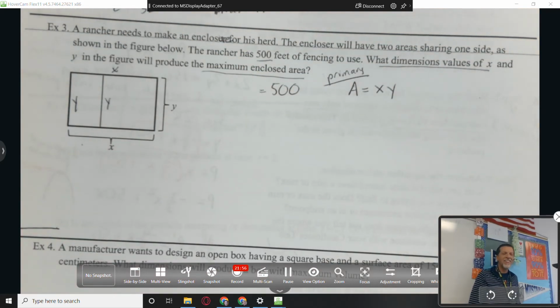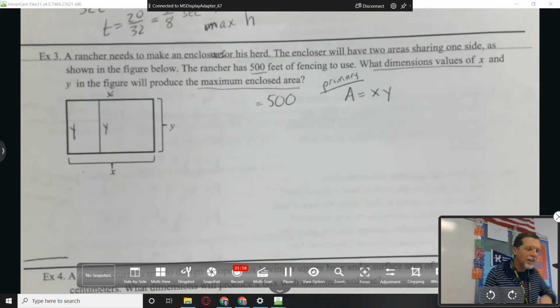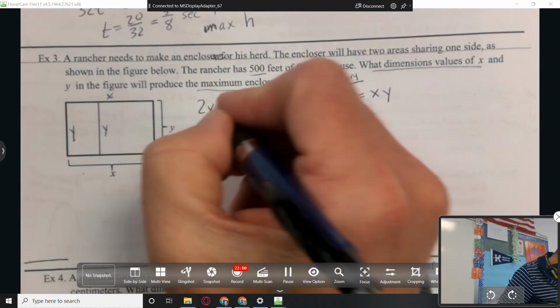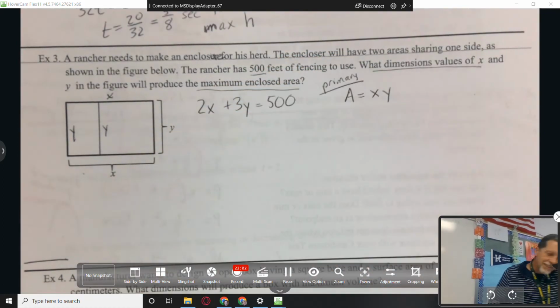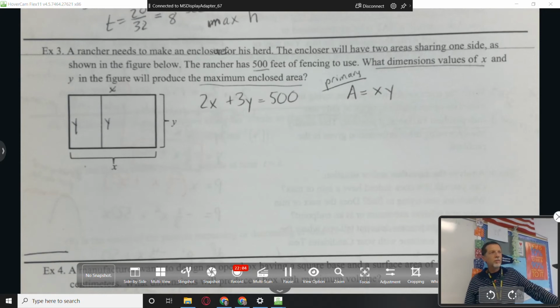So yes, Landon, 2 X's and 3 Ys. This is just the first problem, but with 500 instead of 150. So 2 X's plus 3 Ys.